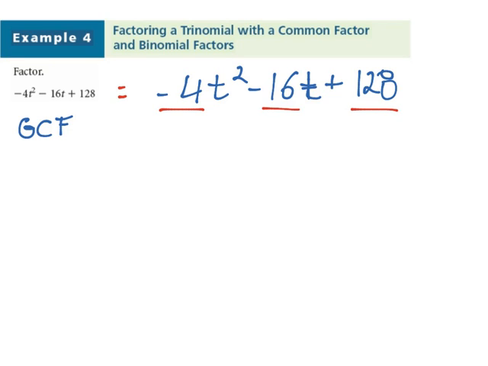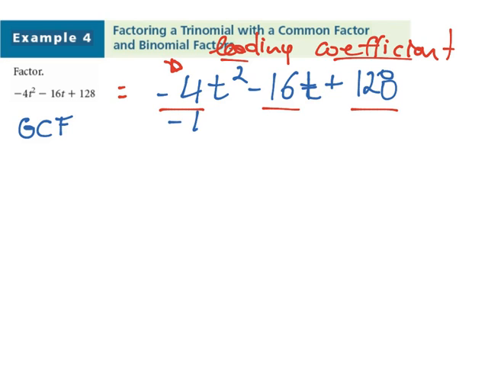The greatest common factor is what value you can divide by to reduce the whole thing. It's usually the leading coefficient, which is usually the value in front of t squared. So I'm just going to write it out: leading coefficient. So ask yourself, what about the leading coefficient? Can I divide this by negative 4 and get a non-decimal value?